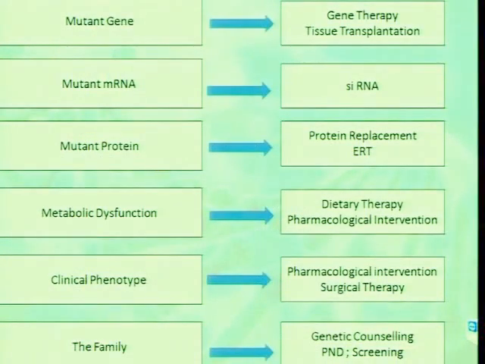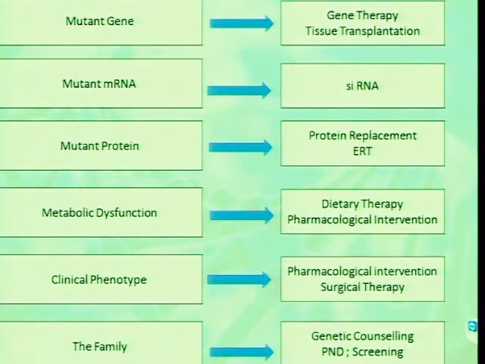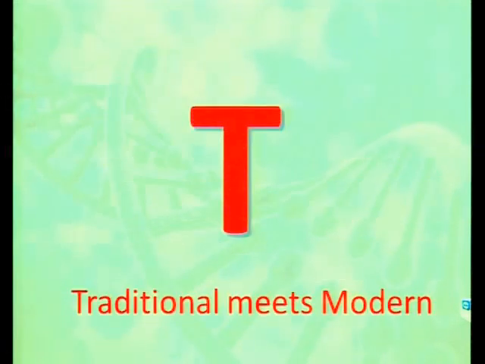And if we look at different levels, we have treatments at different levels. At the gene level, you could do gene therapy, which is still in the research stage. At the mutant RNA, you could do RNA interference based therapies. At the mutant protein, you can replace a normal protein. At metabolic function, you can do dietary therapy or pharmacological interventions. At the clinical phenotype, if there is polydactyly, remove that finger. You saw that patient, the abnormal fingers were treated by surgery. And for the family, we can do genetic counseling and prenatal diagnosis. So it's not as if we really cannot treat these disorders.